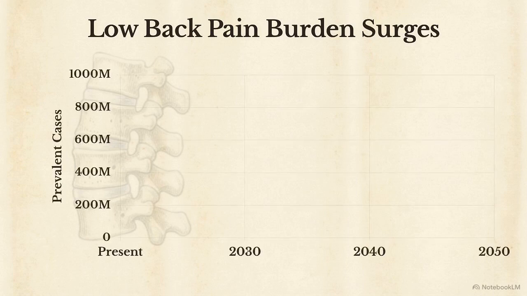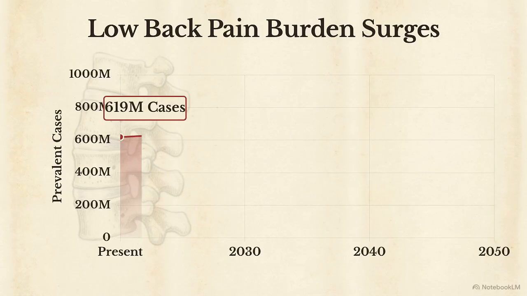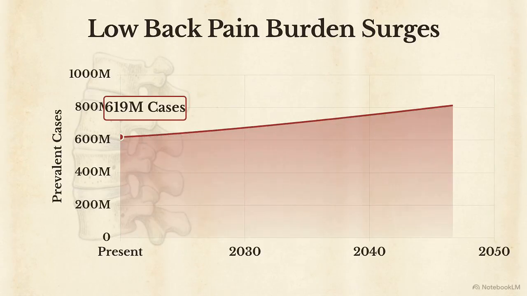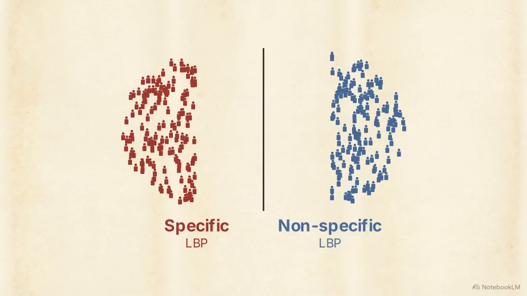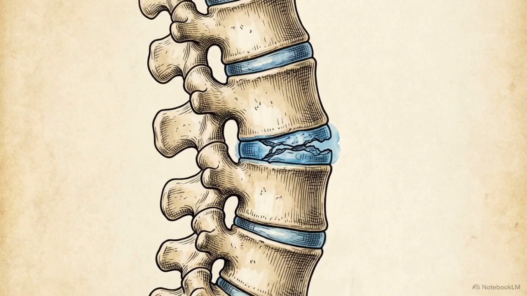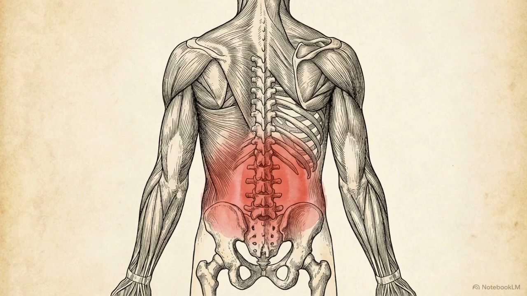This chart maps the escalating global burden of low back pain. We are looking at a baseline of roughly 619 million current cases, with prevalence climbing toward 843 million by the middle of the century. Clinically, this massive patient population is divided into two categories: specific low back pain, where a clear pathoanatomical substrate can be identified on imaging, and nonspecific pain, where a definitive nociceptive cause remains elusive.